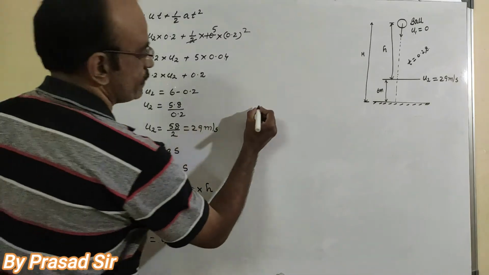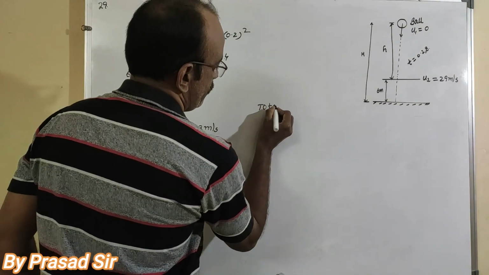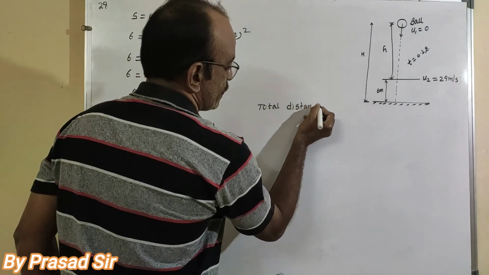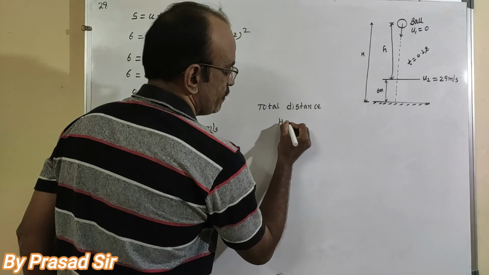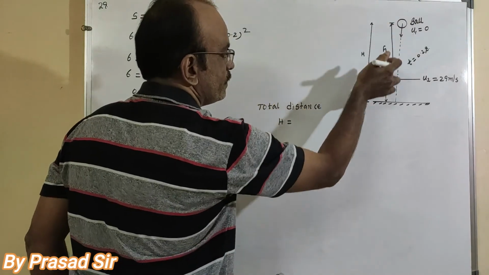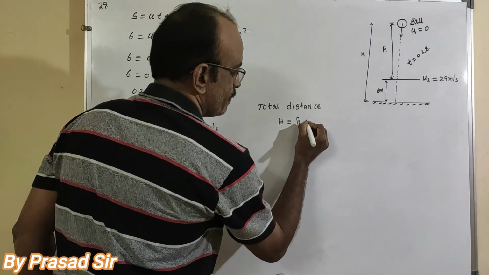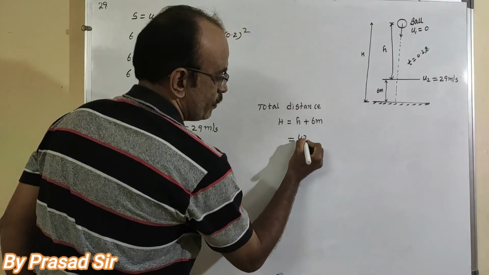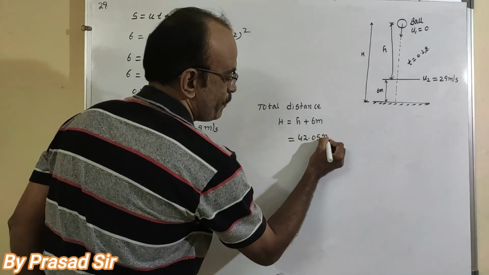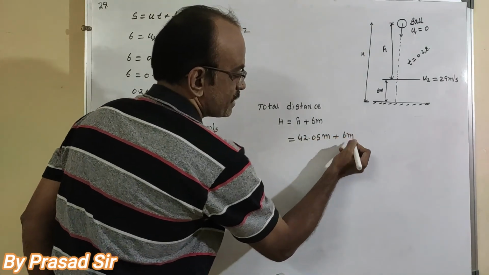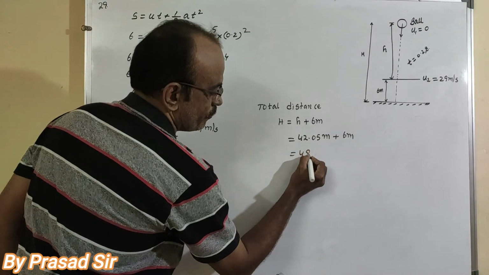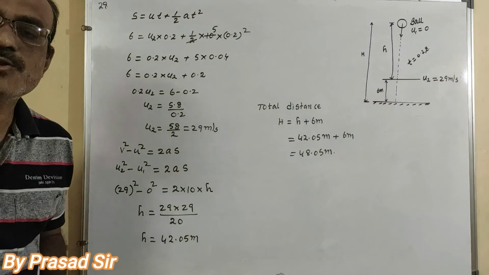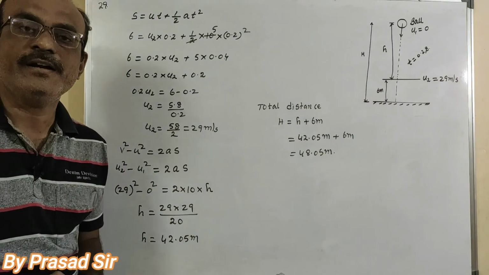But which one do we want to calculate here? Total distance. So here total distance, that is H, is equal to small h plus this 6 meters from the ground. Here 42.05 meters plus 6 meters is equal to 48.05 meters. This is the solution for question number 29.